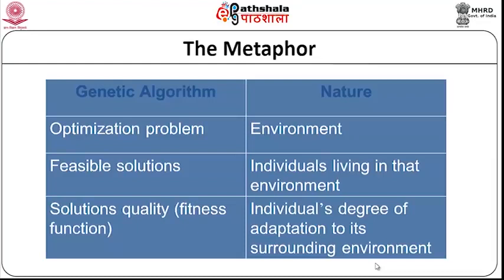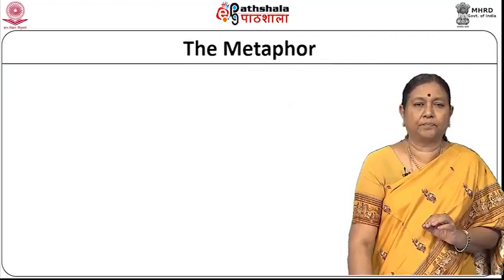So, when we take genetic algorithm and when we take nature, this is the metaphor that we are going to use. The optimization problem in genetic algorithm is talked of as the environment in nature. Feasible solutions in genetic algorithm are talked of as individuals living in that environment in case of nature, and solution quality, or the fitness function as we call it, is the individual's degree of adaptation to the surrounding environment, that is nature. So, we are talking about an optimization problem, feasible solutions, and solution quality or fitness. Those are the metaphors that we take from nature.